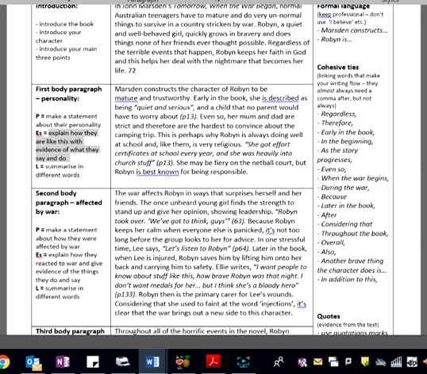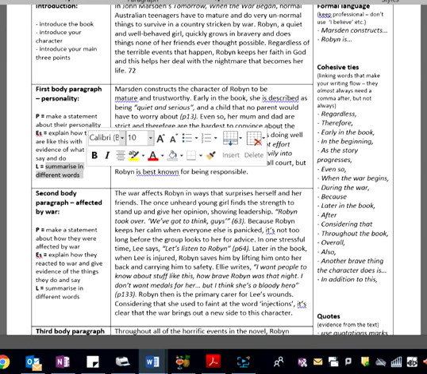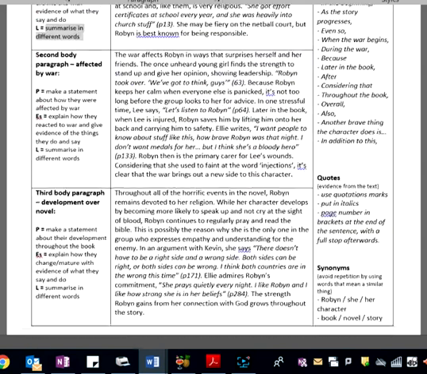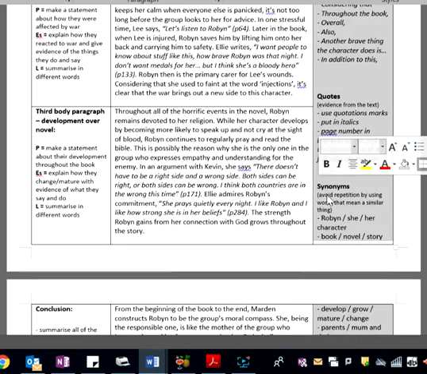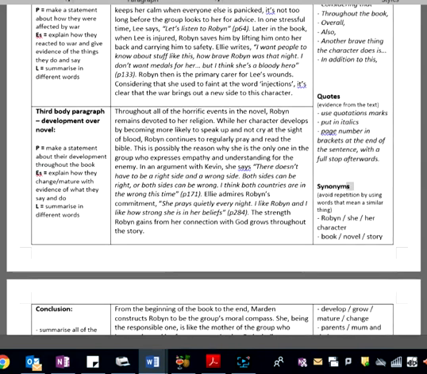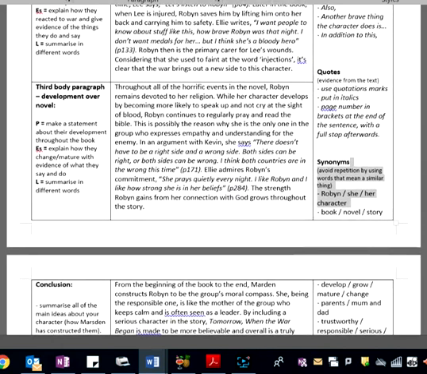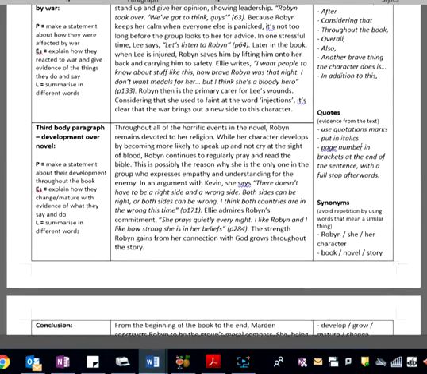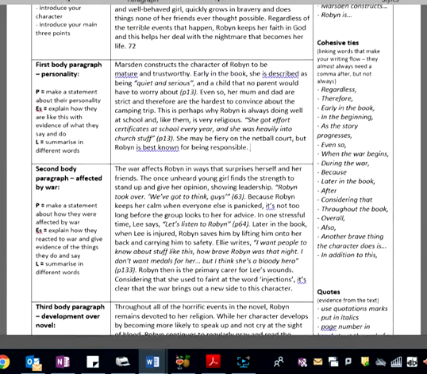And finally, I need to use a link sentence to summarize my point or summarize my argument, what I'm saying about Robin, but I want to use different words. That's when my synonyms are going to come in handy. So rather than saying that Robin is trustworthy over and over and over again, I want to use some other words as well, some synonyms. Okay, let's see if I've done that.